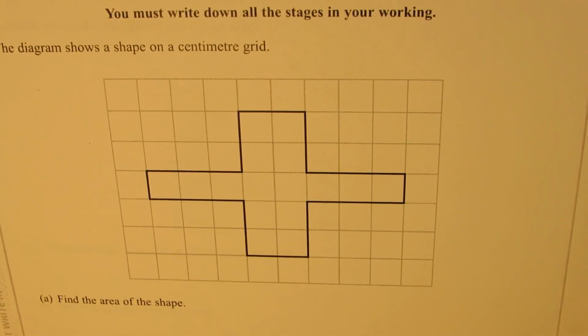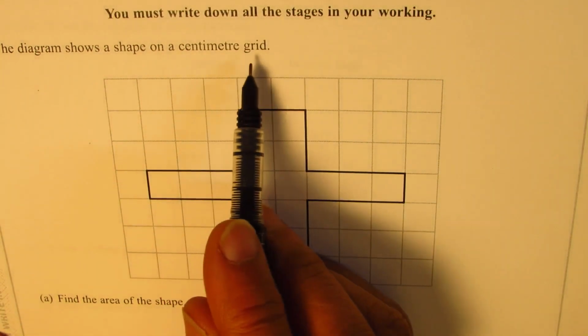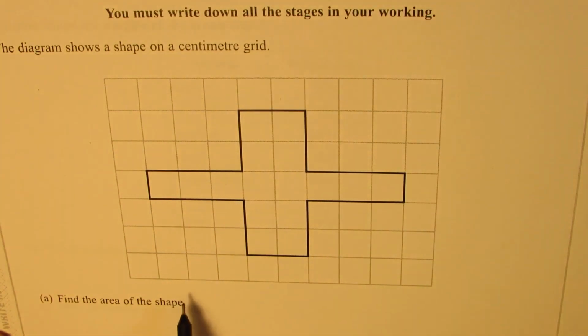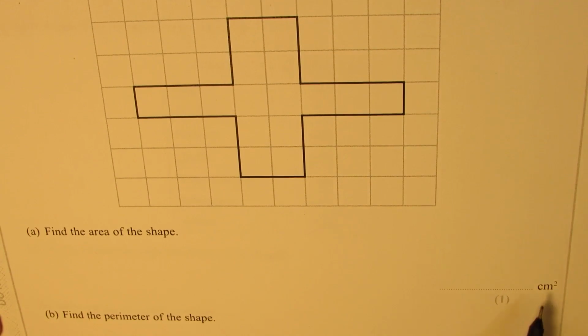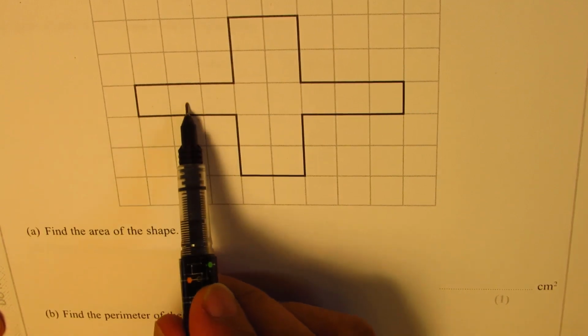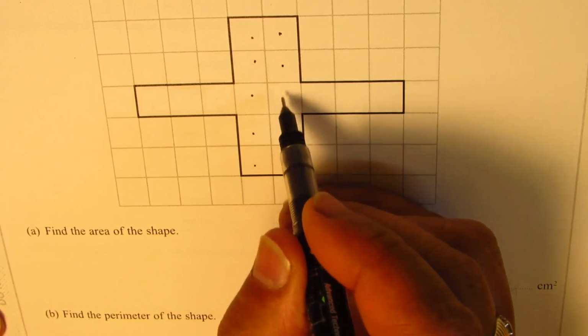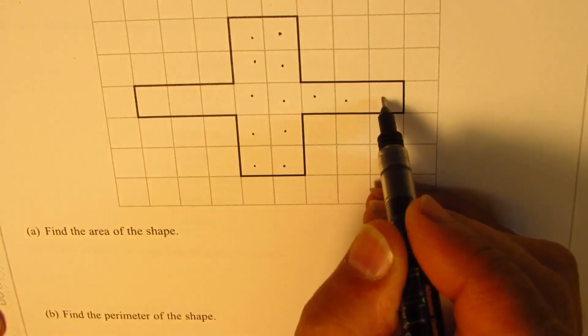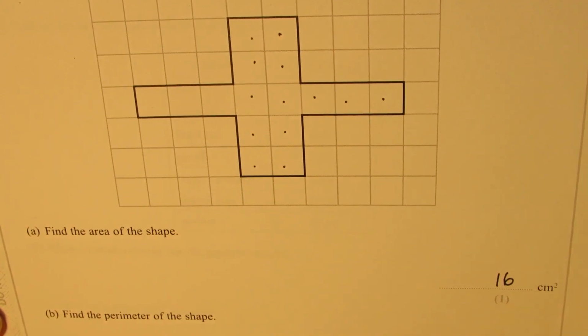So the very first one is to find the area of the shape. You need to count the squares, and the unit is centimeters. So it's good practice to write units also. Fortunately, you are actually given units here, centimeter square, wherever you have to write the answer, right? So let's count. 1, 2, 3, 4, 5, 6, 7, 8, 9, 10, 11, 12, 13, 14, 15, 16. So we get 16 centimeter square.